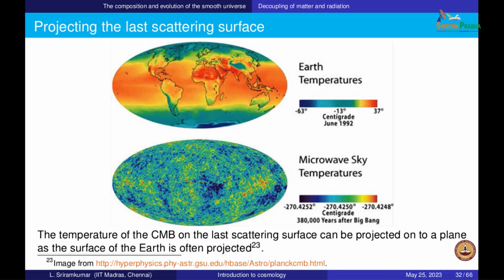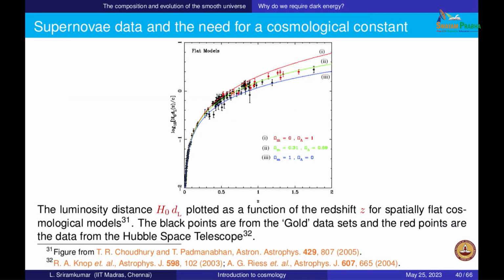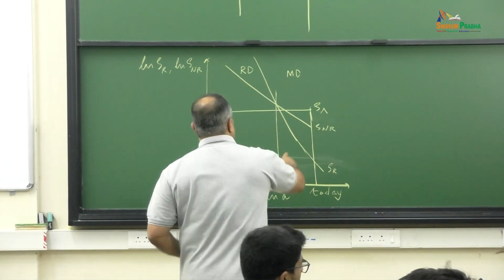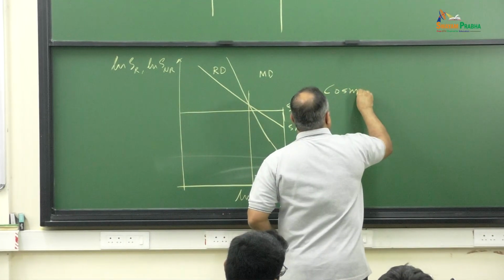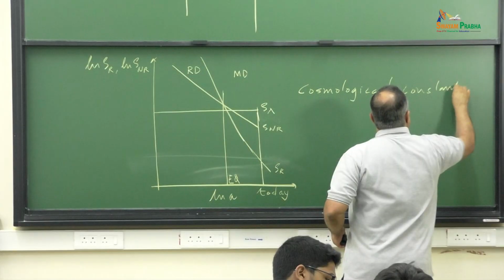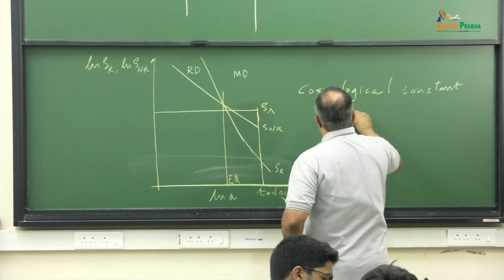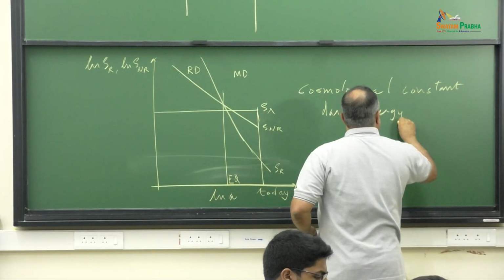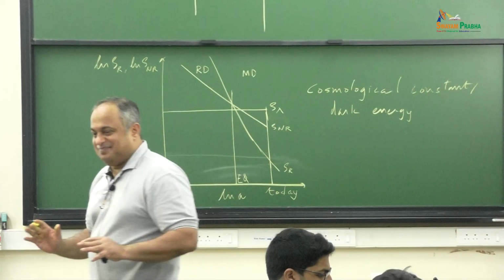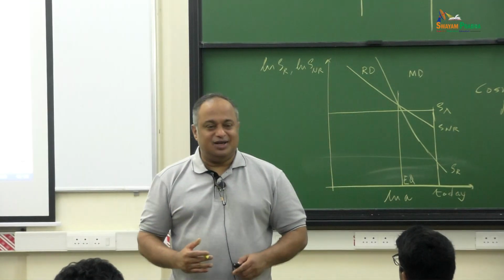So the bottom line is that this pie chart, I have said 74, some numbers have changed since this pie chart was taken. So you have about 70% in the form of cosmological constant, or sometimes it's called dark energy, and 25% is in the form of cold dark matter, and only 5% of the universe is made up of you and me.